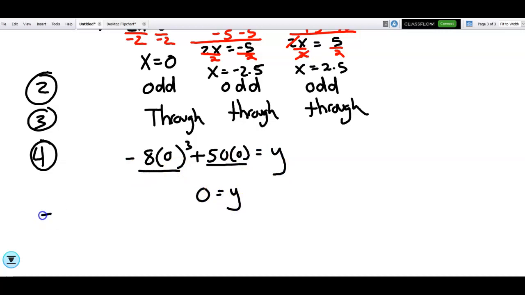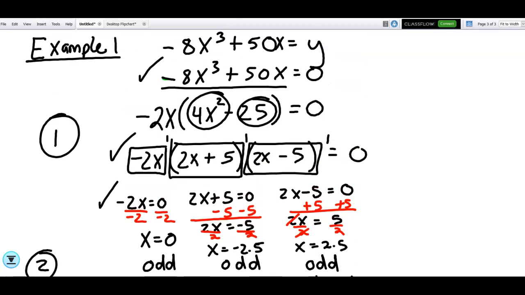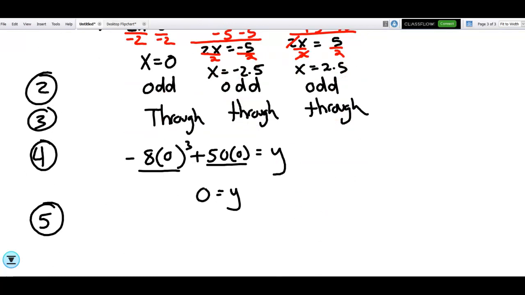All right, step 5, we determine the end behavior. Now whenever you're doing end behavior, we only pay attention to the first term. I've got a negative coefficient with an odd power. And when we have that, that means we go up on the left, down on the right.